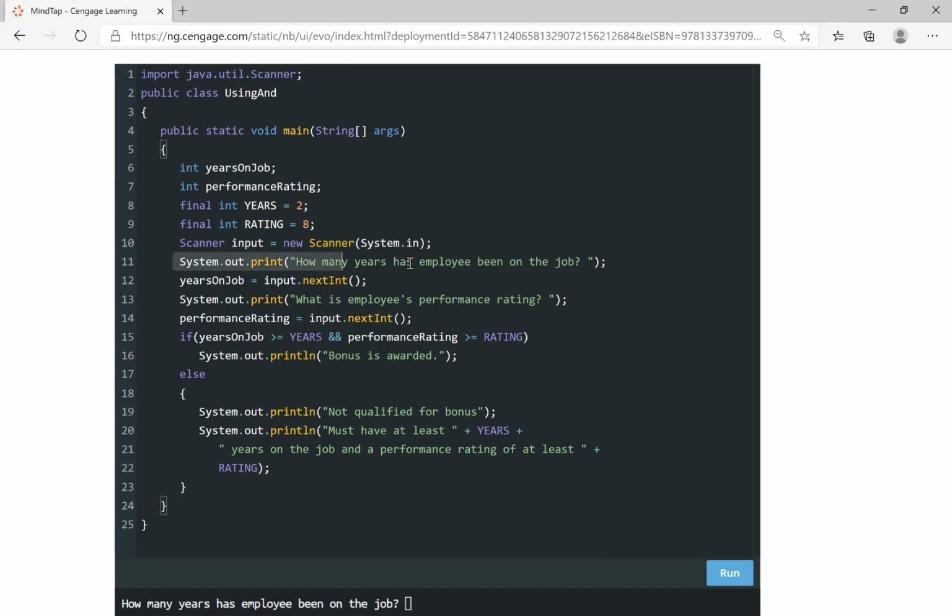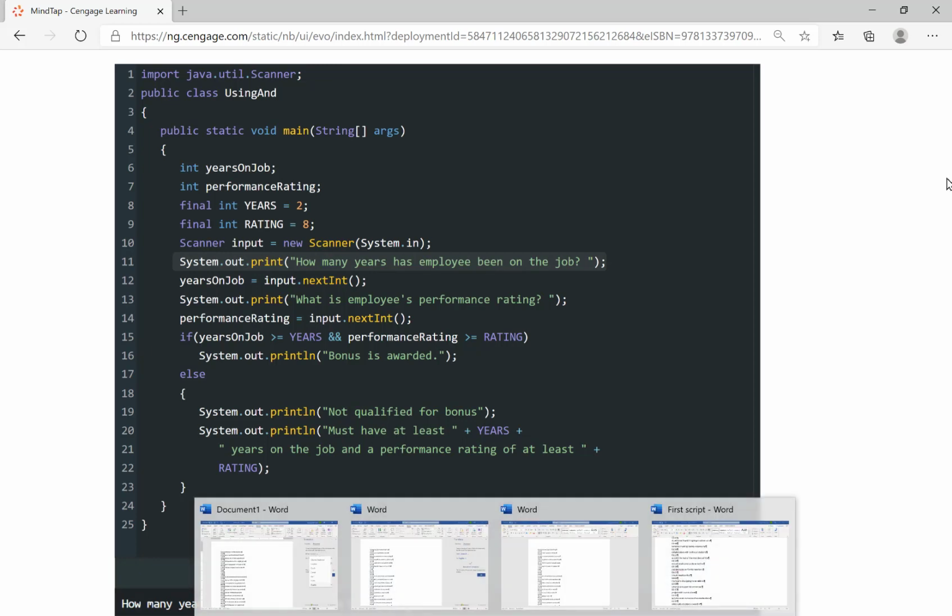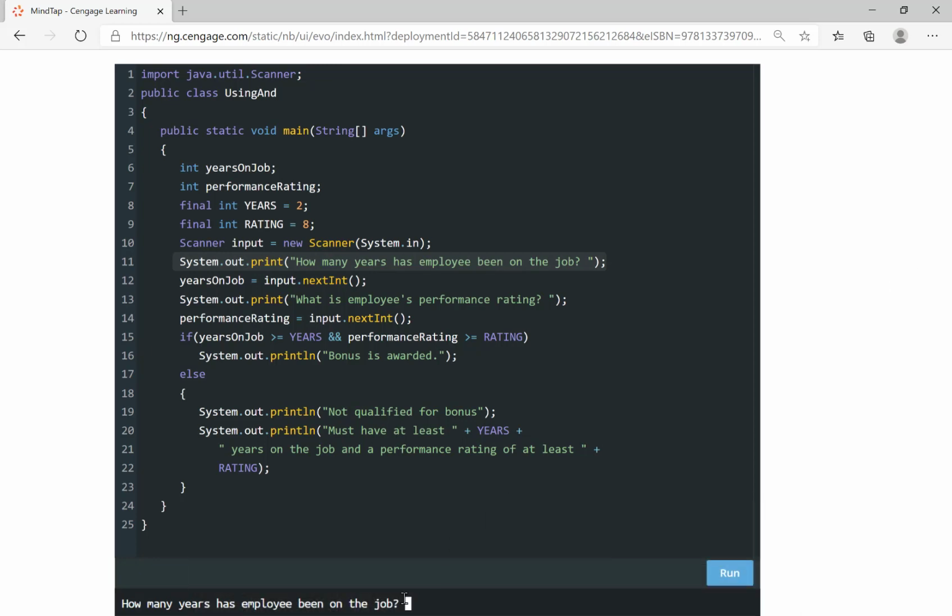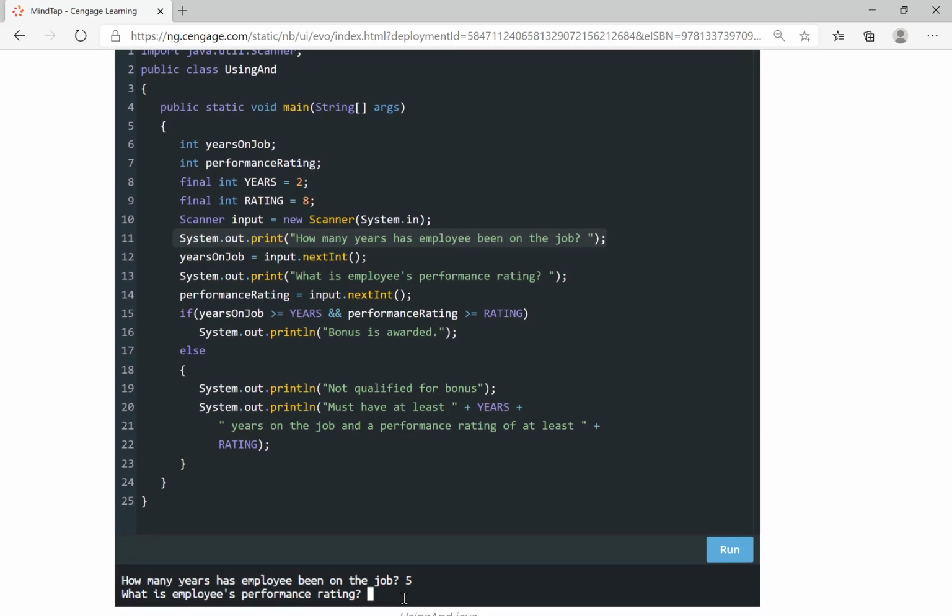So we're going to ask the person, how many years have I been on the job? Let's say I've been on the job 5 years, so I'm typing in 5. The next question it asks me is, what was my employee's performance rating? Let's say I got a 9. So I worked 5 years and got a 9 for my performance rating on a scale from 1 to 10. Notice it assigns my number 5 to years on the job, and my 9 to performance rating.